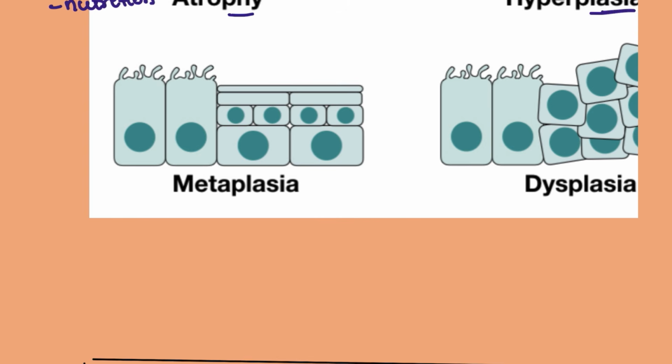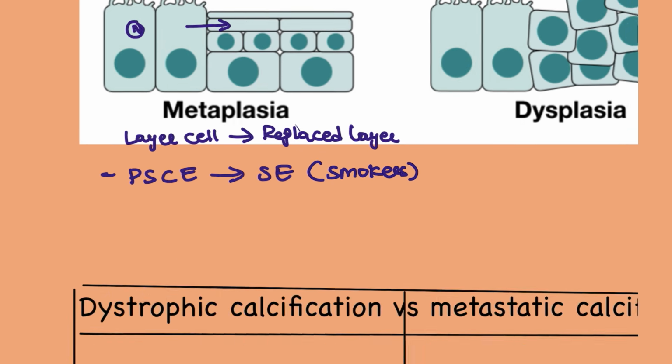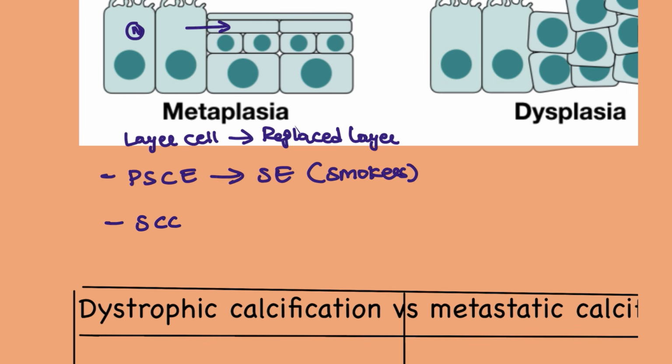Next, metaplasia. Metaplasia, this is the normal cell and this is the transformation. So what is meant by metaplasia? The layer of one cell type is replaced by another layer. That is what metaplasia is. And what are the examples of metaplasia? One of the most common examples is the pseudostratified columnar epithelium. It can be transformed to squamous epithelium, especially in smokers, right?